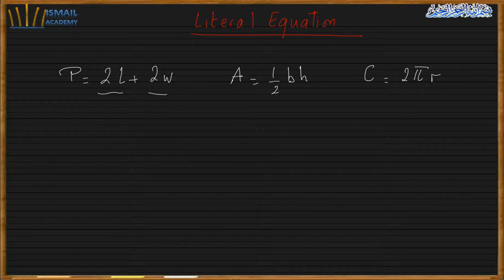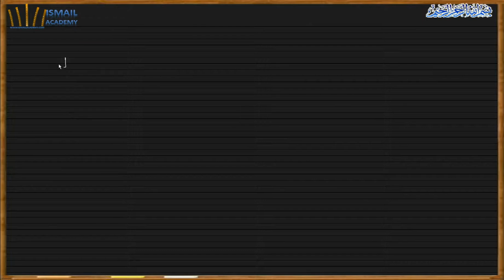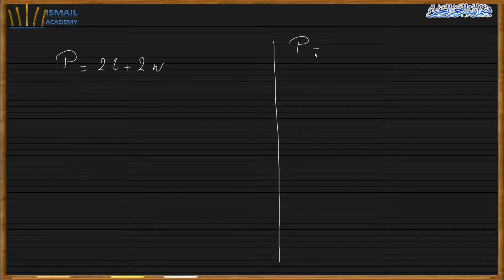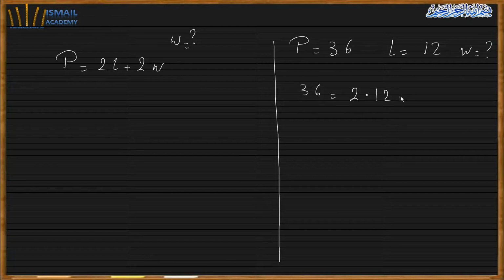I'm going to pick the perimeter of a rectangle as an example. The perimeter here is 2L plus 2W, and to show you that this behaves the same way as an equation, I'm going to create a value for the perimeter. So for example, pick P equals 36, I pick L equals 12, and try to solve for W. If I substitute this into my formula, I will have 36 equals 2 times 12 plus 2 times W.